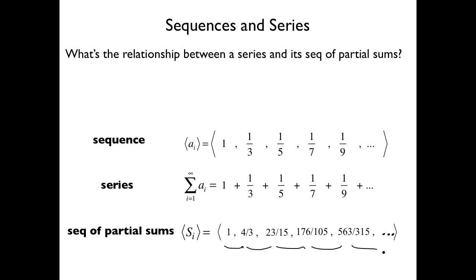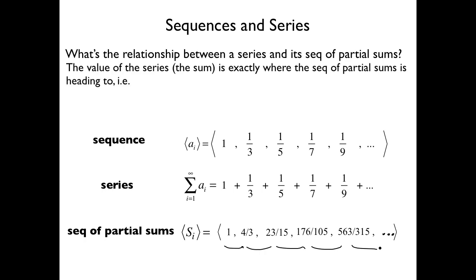Limit, right? So the limit of the sequence of partial sums, where it's going to eventually get to, if you could walk out the whole list and get to the end of that list, what would the end of that list be? The value of the series, right? So it's the limit. So the value of the series is exactly where the sequence of partial sums is heading to or approaching, and we know that's the idea of limit, right? So the value of the series is the limit of the sequence of partial sums.